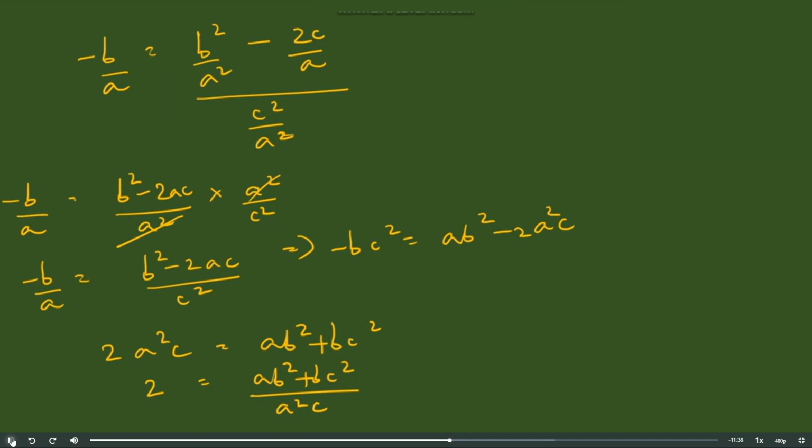If I further simplify, it would be ab square by a square c. Okay, this is nothing but b square by ac plus bc square by a square c, which is bc by a square. So b square by ac plus bc by a square, which is what I have been brought to. The value of that is 2.